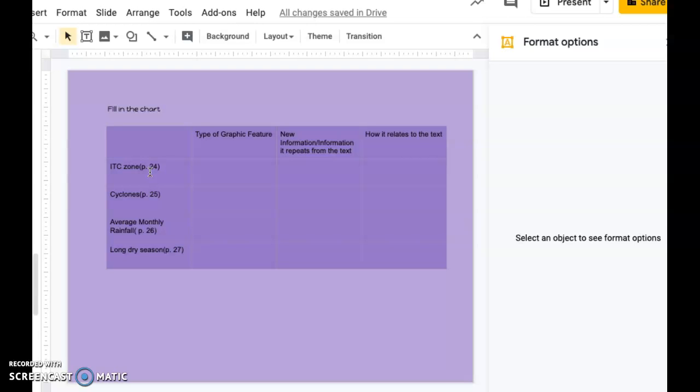Now, let's review. Graphic features are what? Take a moment and think about it. Yeah, that's right. They're usually pictures, diagrams, illustrations in fiction text. They might be a timeline or other things. They're different from text features because they don't usually have words. So the reason why we're looking at them is they're going to give us some other information, and there may be text features in there too.